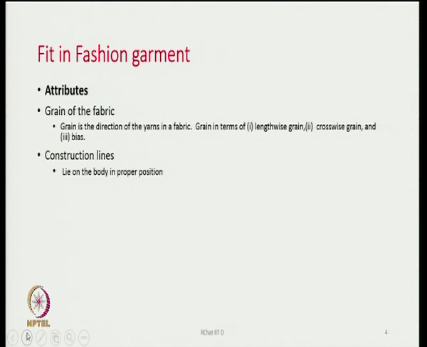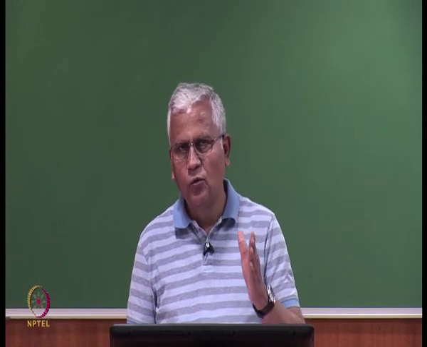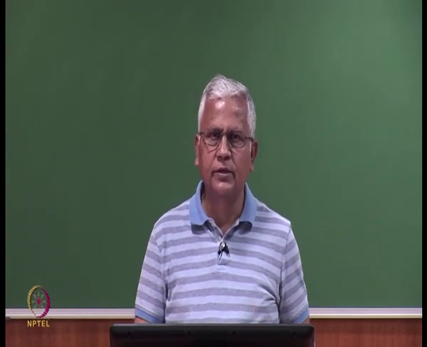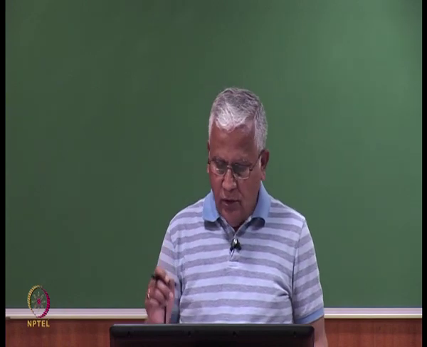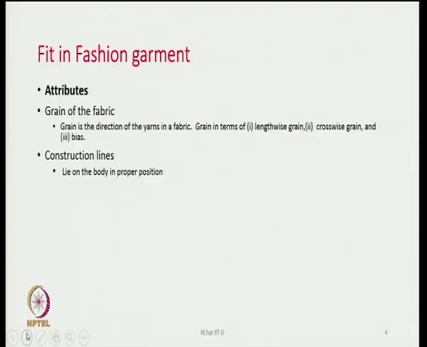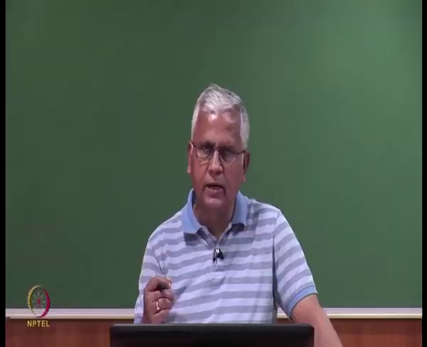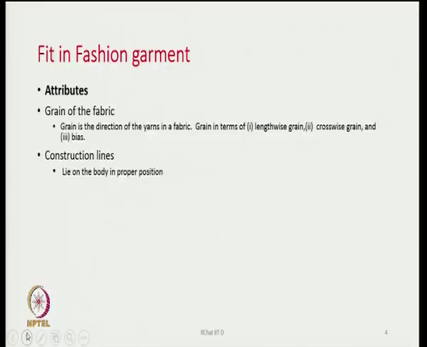We will discuss grain a little bit in the next slide. So, the direction that the yarn takes, generally in woven fabric, there are two directions that the yarn takes, and they are orthogonal to each other. One is the warp threads and the other one is weft threads. So, if the warps are going lengthwise, how the threads are placed in a made-up garment becomes my lengthwise grain. And crosswise grain is how the cross threads, the weft threads, are placed.